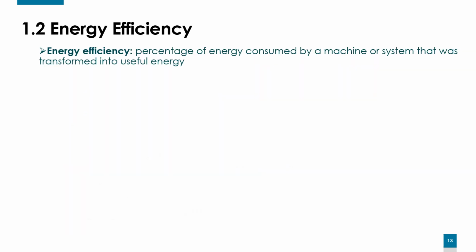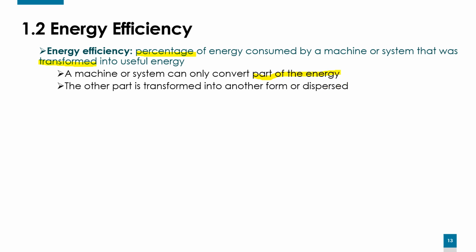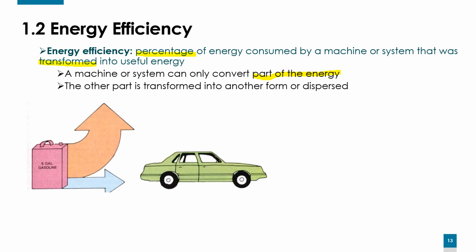Now, it's not always 100% efficient when we transform or transfer energy. Energy efficiency is the percentage of energy consumed by a machine or system that was transformed into useful energy. So how do you calculate it? A machine or system can only convert parts, not everything, of the energy. The other part is transformed into another form or dispersed. So it's very difficult to use 100%.